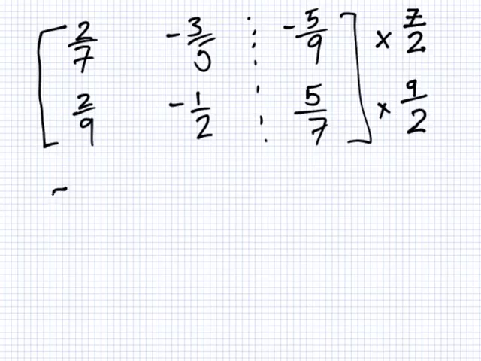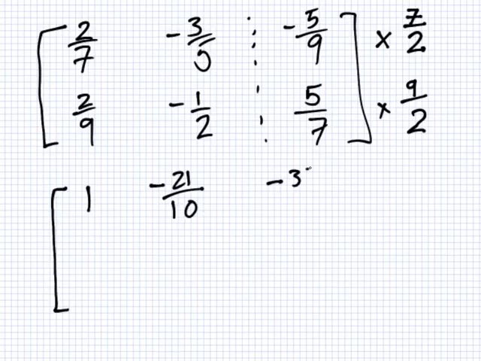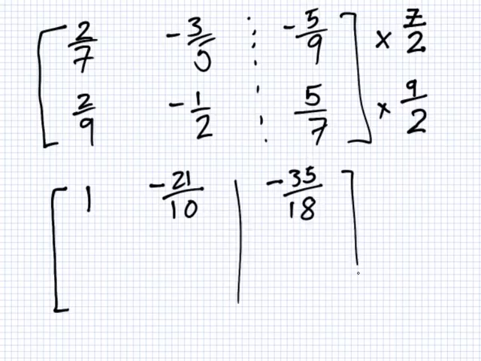Let's see what happens. So what will this be? 1. Minus 21 over 10 minus 35 over 18. 1 minus 9 over 4, 45 over 14. Okay, write this much, please.